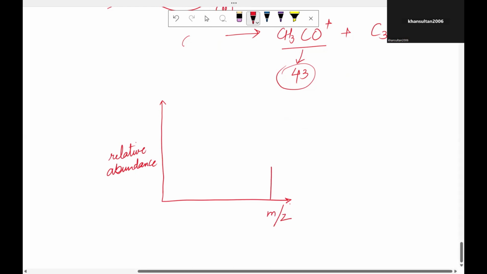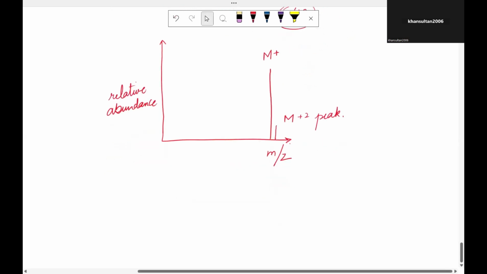So here we are going to see a peak, which is represented by M plus, and this is going to be represented by another peak. There's a small peak here which represents the M plus 2 peak. Okay. So the difference of units between these two peaks is basically represented by carbon.